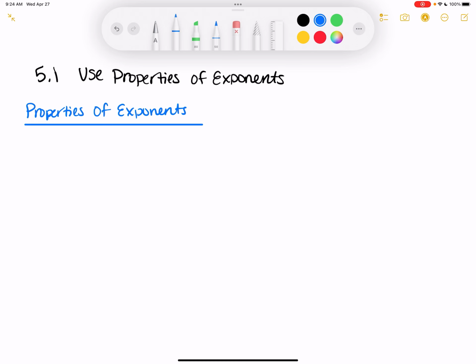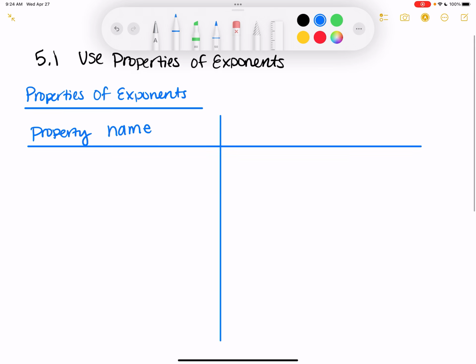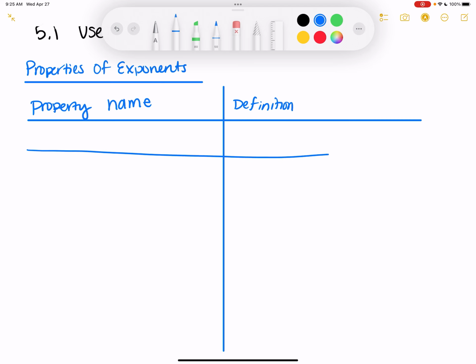Alright, so I'm just gonna start doing it. Property name. There's 7 of them.